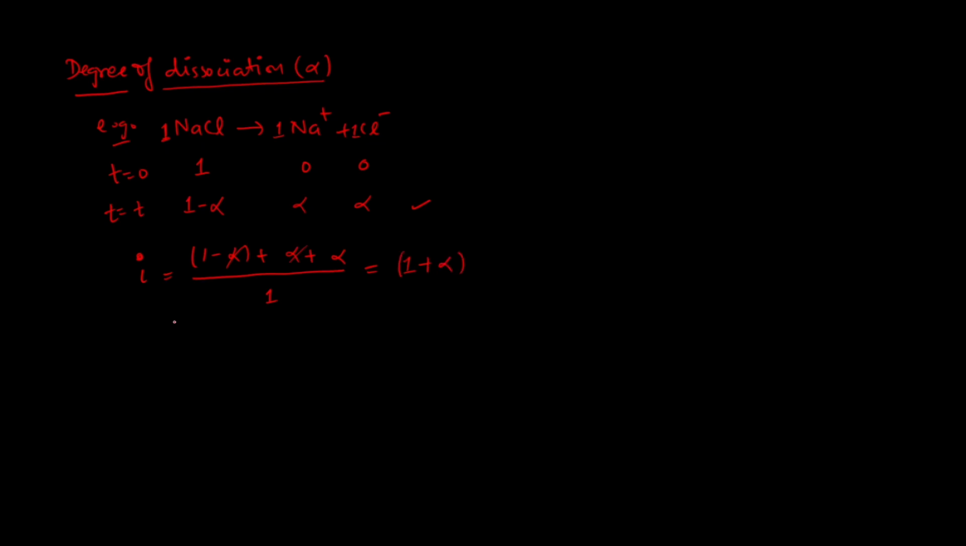That's it. Generally we take alpha equal to 1, which is a degree of dissociation of 100% for a strong electrolyte like NaCl, KCl, these compounds. So if I assume alpha to be 1, what will be the value of i? i is 1 plus alpha, so 1 plus 1 is 2. That is why we take the value of Van 't Hoff factor i equal to 2 for NaCl, because the number of particles after dissociation is 2.